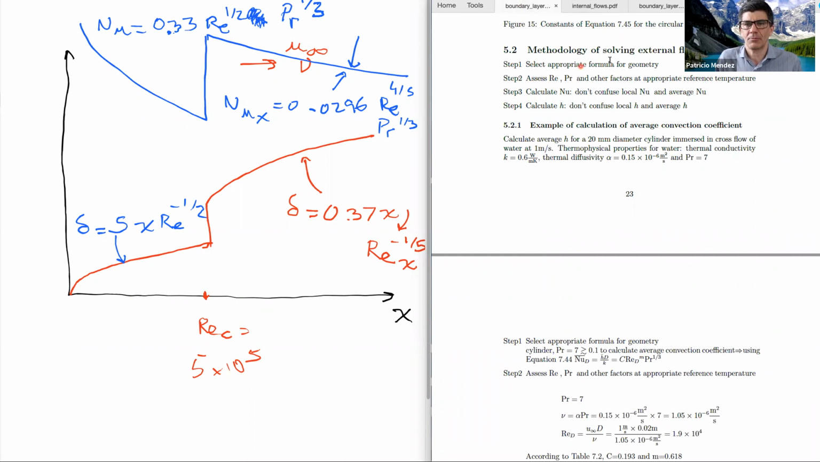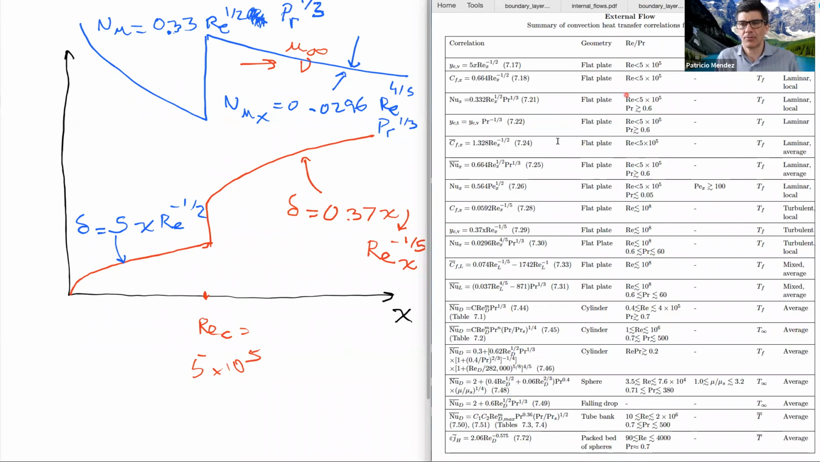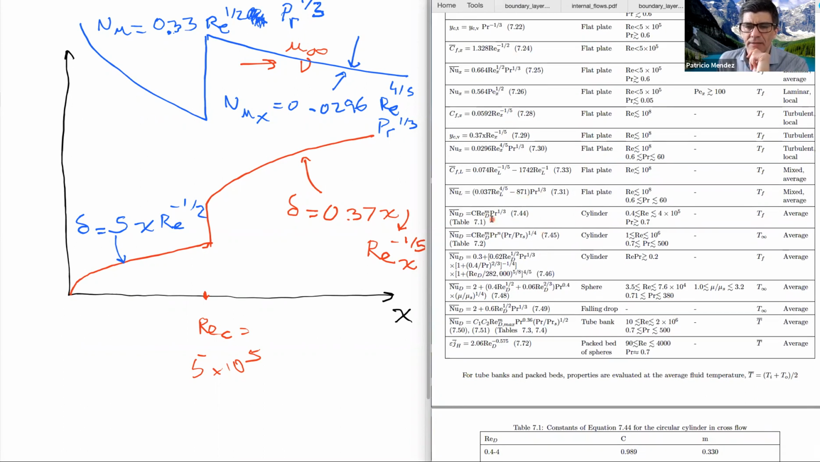Let's get the right formula for the geometry. Number 2 is assess Reynolds and Prandtl and other factors that are relevant. So let's go back to our formula sheet and let's consider a cylinder, for example. Let's see this formula here. It says Nusselt average, which is a very reasonable thing to ask, has this formula for a cylinder. What do I need to calculate it? I need Reynolds and I need Prandtl. Let's say we're talking about water and water has a Prandtl number of 7. That would be given to you.